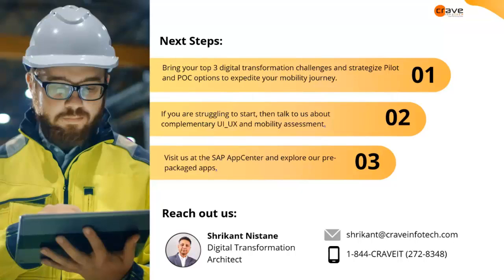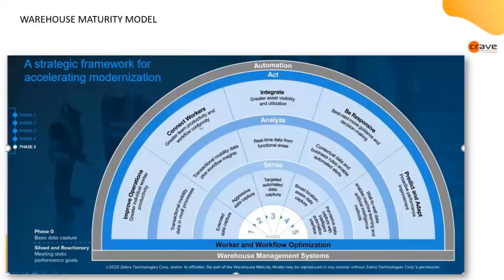So this is the diagram I wanted. This is the maturity curve diagram. There are five phases to it. This helps you to understand, improve operations, connect workers. Typically, most organizations are between phase 2 and 3, with very few in phase 4 and 5. And that's where we help to identify where your organization is and how you can move and graduate to the next phase of this maturity model.